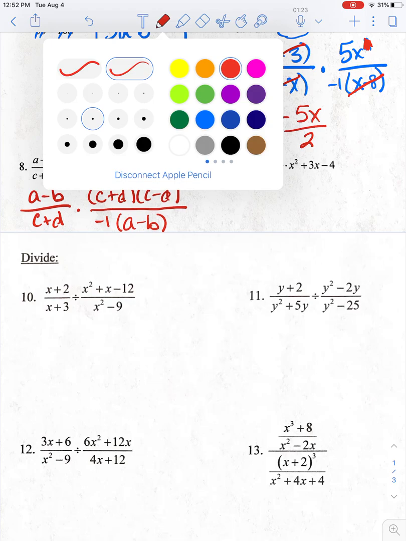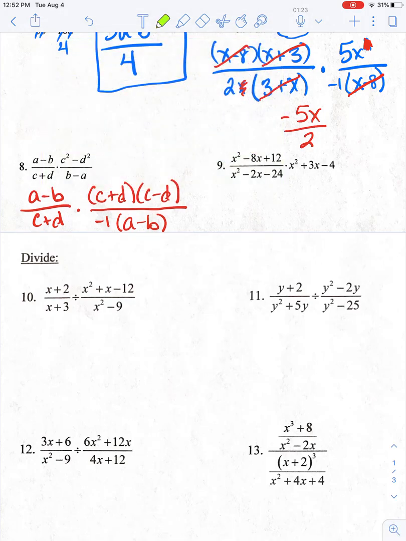And then, let's do green. I'm going to cancel the C plus D's and the A minus B. Okay, now we're going to be real careful about how we write this answer. I have this -1 on the bottom, and I have this C minus D. Here's what you can't do. I am going to kick the -1 up to the top. You cannot do this.